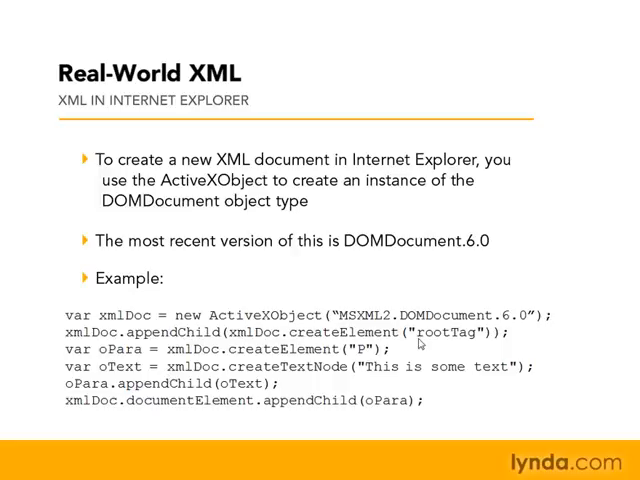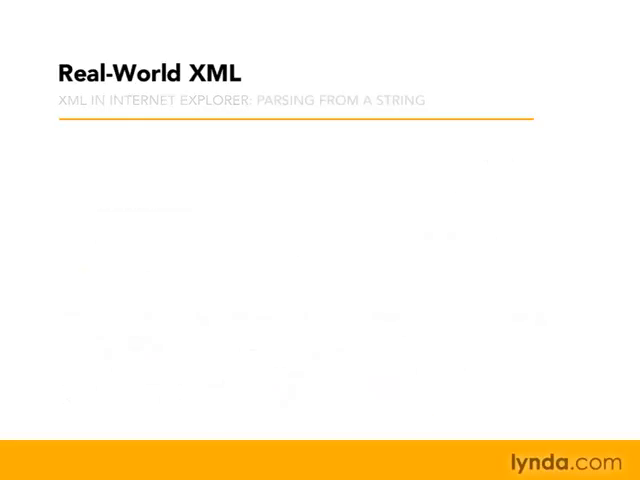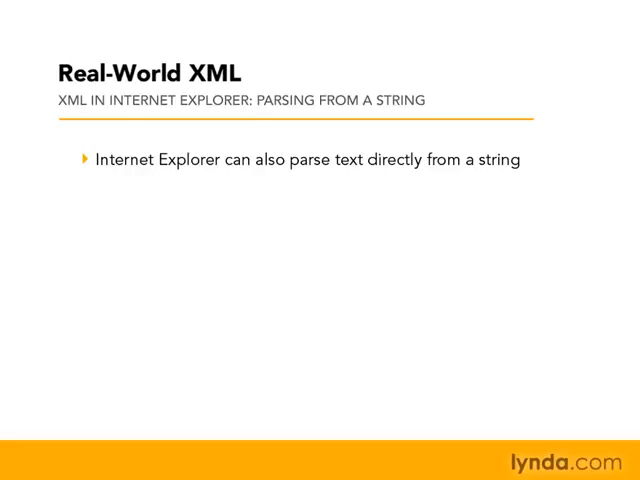So, here we are creating an element named the root tag and appending that into the document, and creating a paragraph, creating some text, appending the text into the paragraph, and putting the paragraph into the document. So once you've got the document created, the DOM API for manipulating document content using the standard DOM functions is consistent across the browser. Now, just like Firefox, you can parse XML directly from a text string in Internet Explorer.